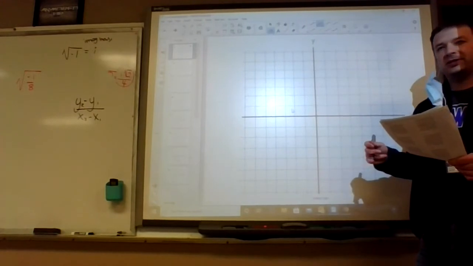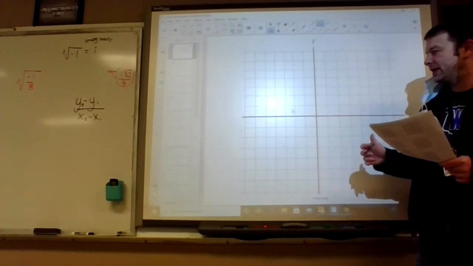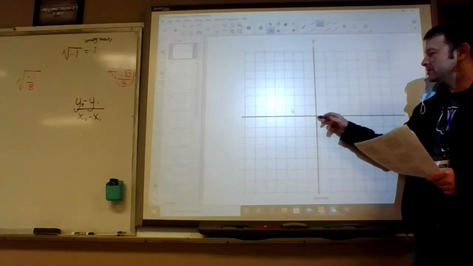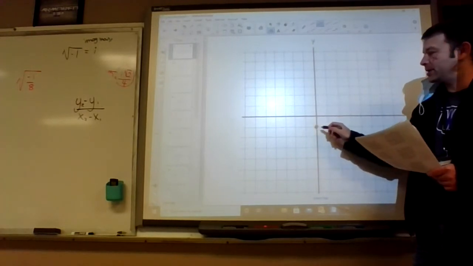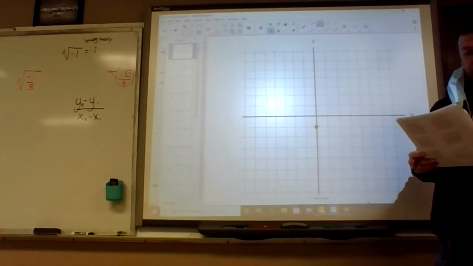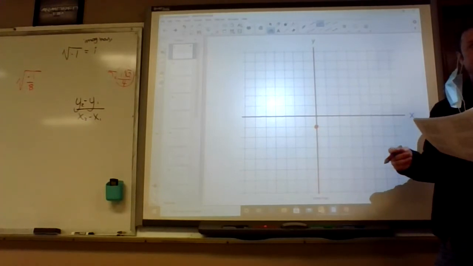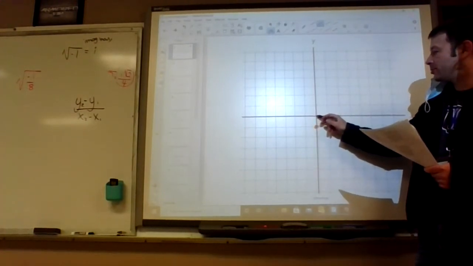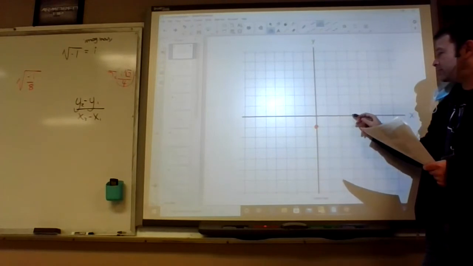Okay, where is that at? Negative 1, down 1. So you start down 1 on the y-axis, at -1. Then where do you go? Up 1 and over 4. Up 1, right 4. 1, 2, 3, 4.